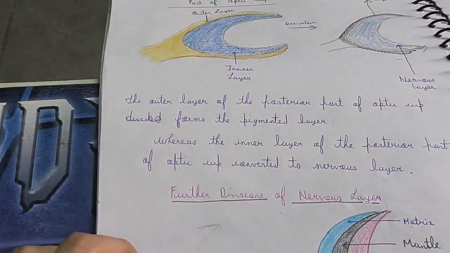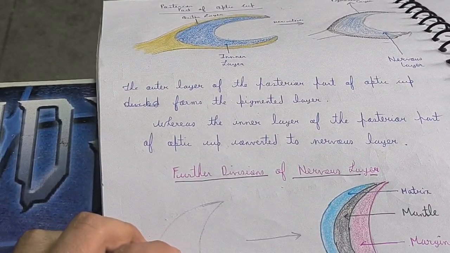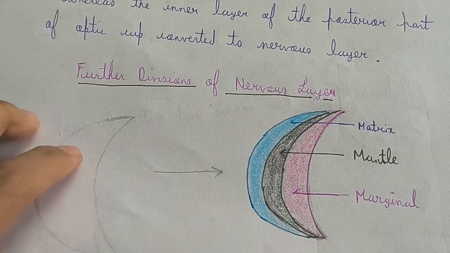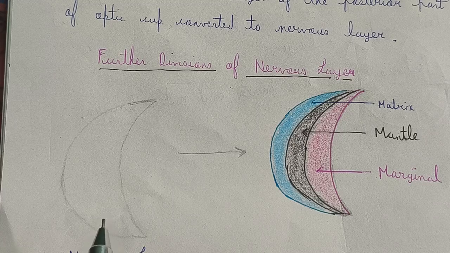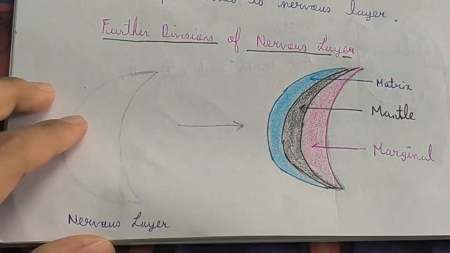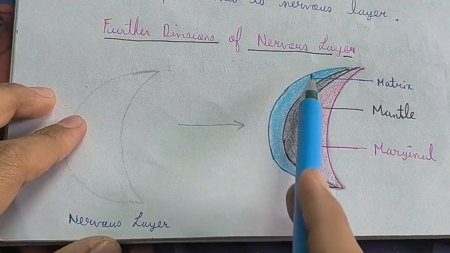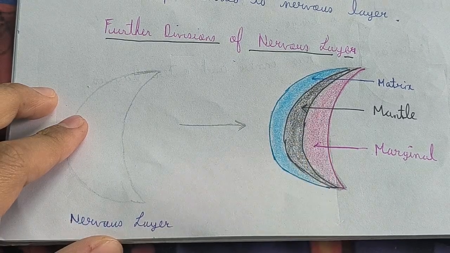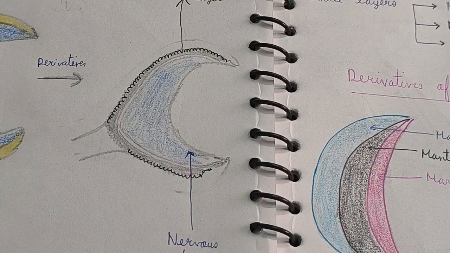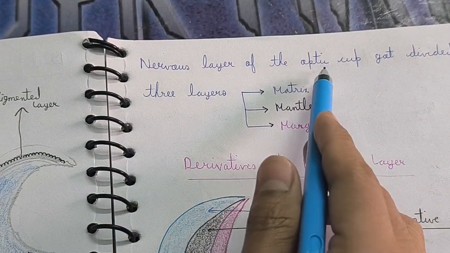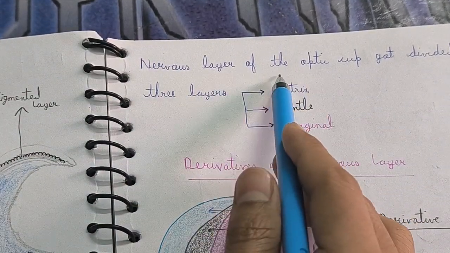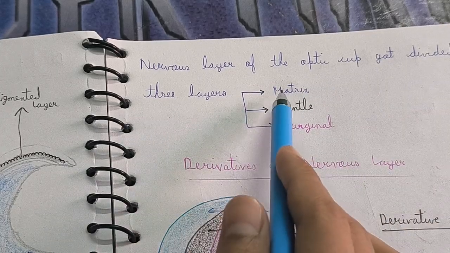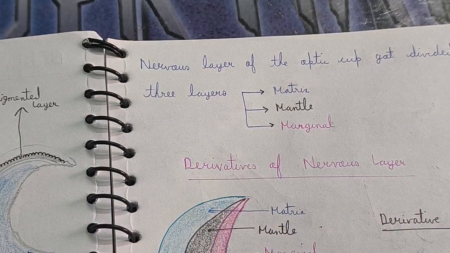Now I want to further describe the further divisions of the nervous layer. As you can see here, the nervous layer also gets divided into three parts: matrix, mantle and marginal. So I have written that the nervous layer of the posterior part of the optic cup gets divided into three layers: matrix, mantle and marginal.